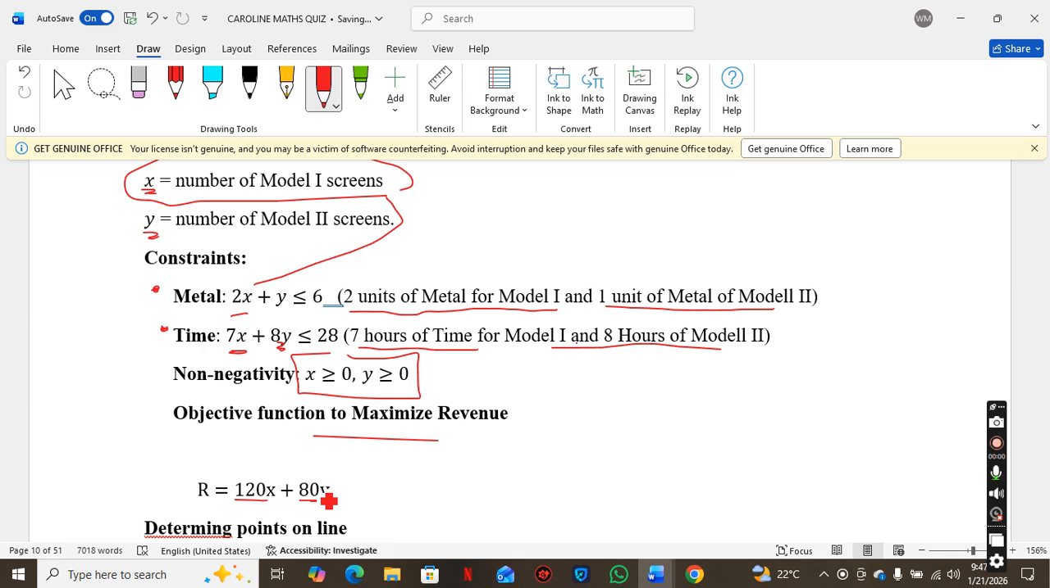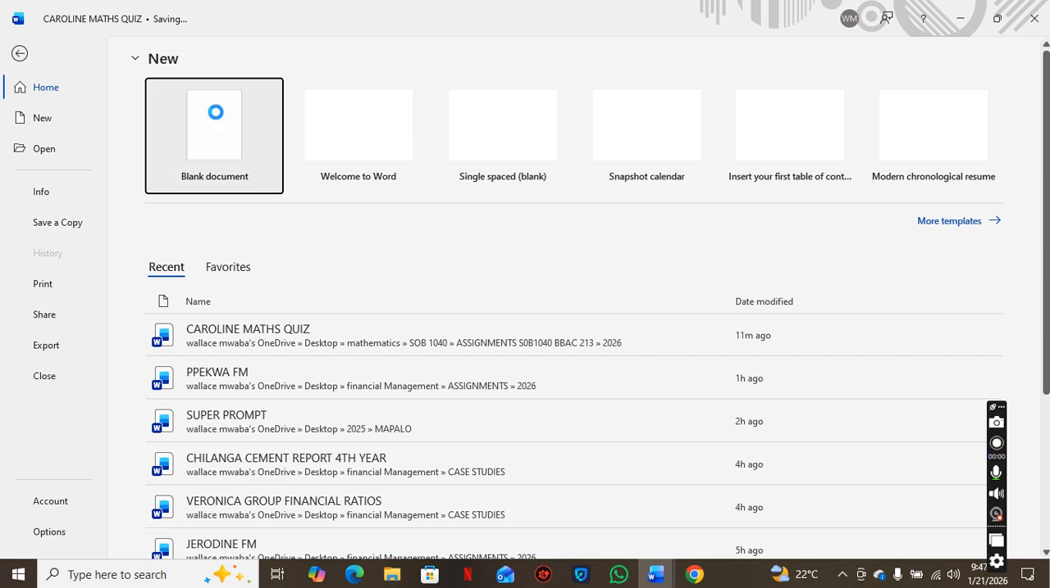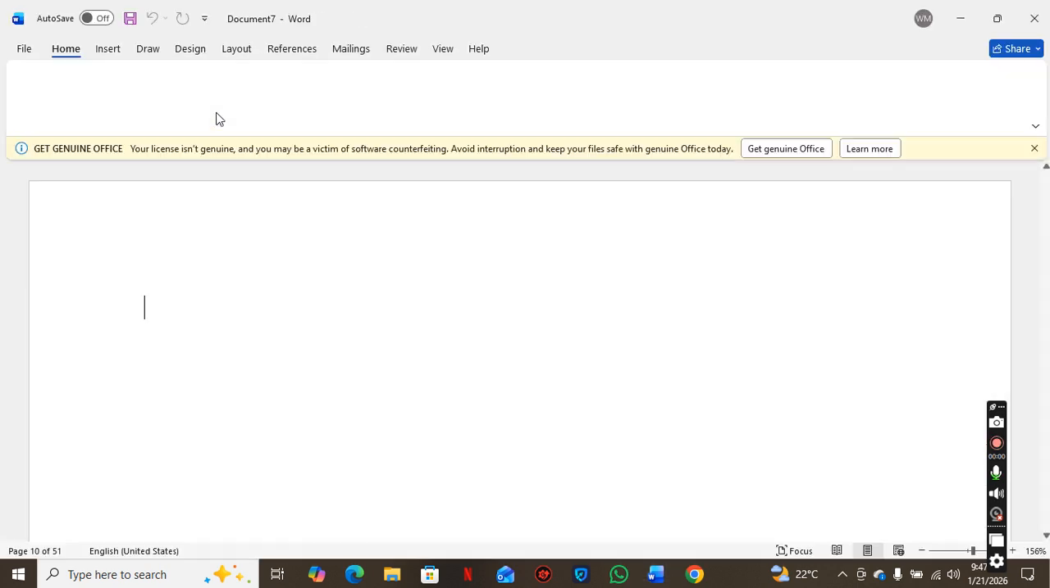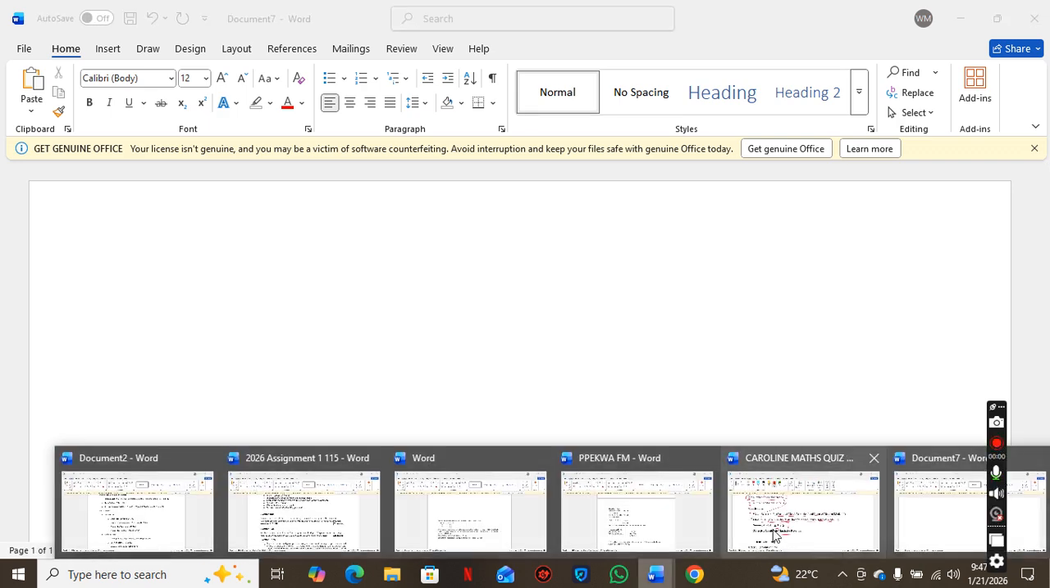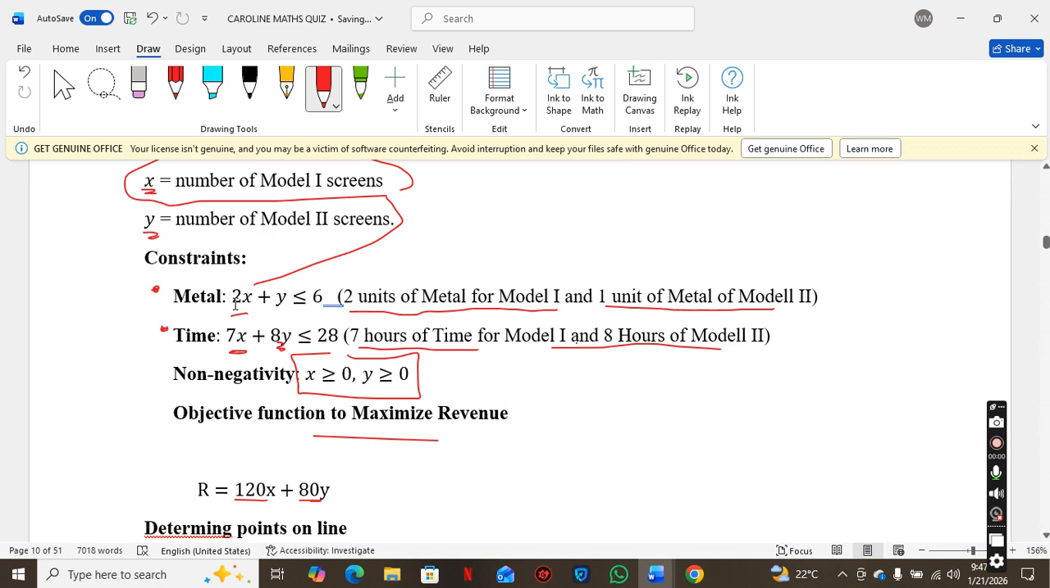So now we are going to use the graphical method to determine how many units of model 1 and model 2 we can make with our constraints of time and units of metal. So this is how you make these graphs. Maybe let me just make a new page here to show you how the graph was formulated.